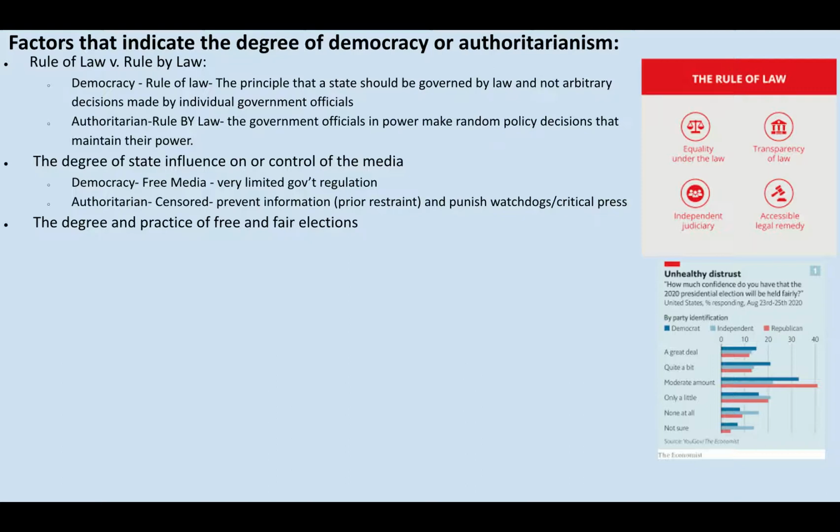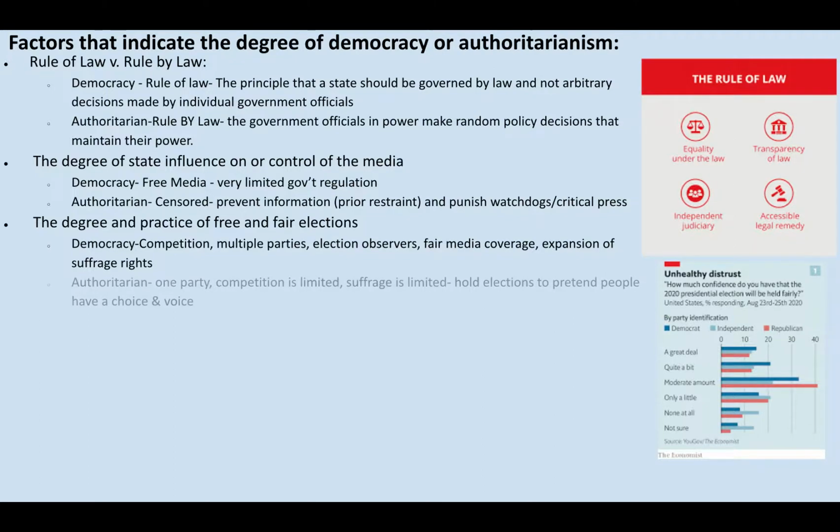The degree and practice of free and fair elections. In a democracy, there's going to be competition, which means multiple parties and candidates. You're going to allow for election observers, poll watchers. You're going to have fair media coverage where both candidates are covered. So in the United States, we have equal access time. And there's going to be an expansion of suffrage or voting rights.